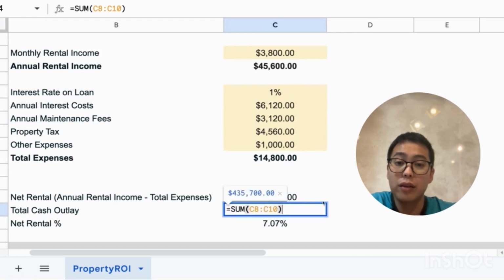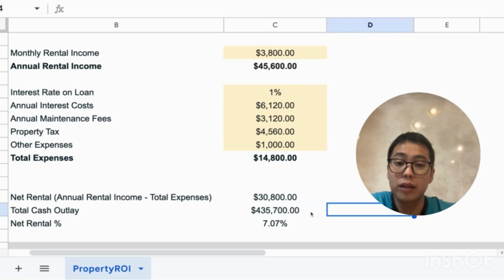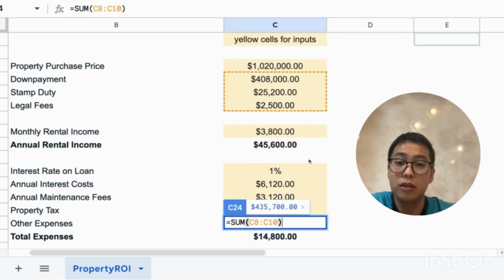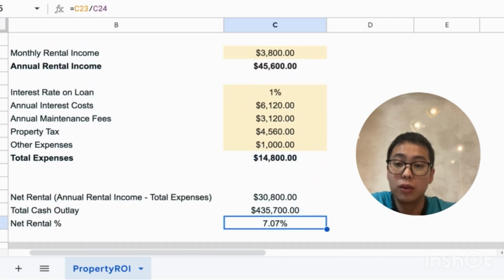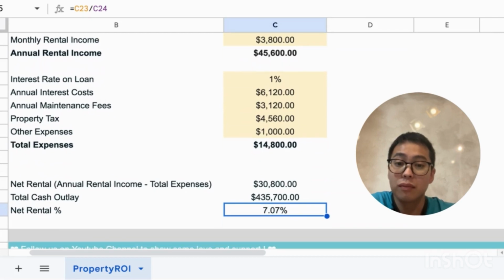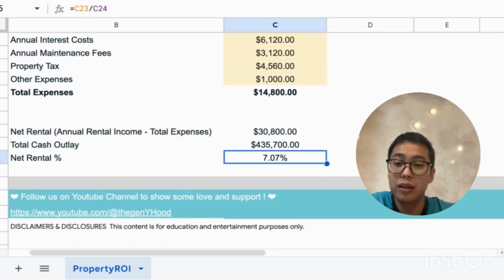And just now I explained, total cash outlay 435,700. So this is the part on top here: you pay down payment, stamp duty, legal fee. So net at the end of the day, wow, you are beating the S&P 500. So you get 7%. Okay, so that's all.